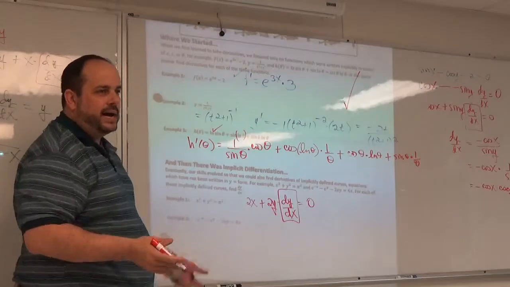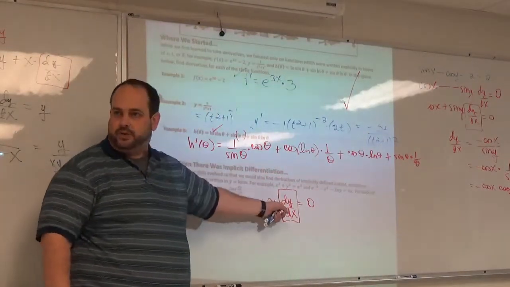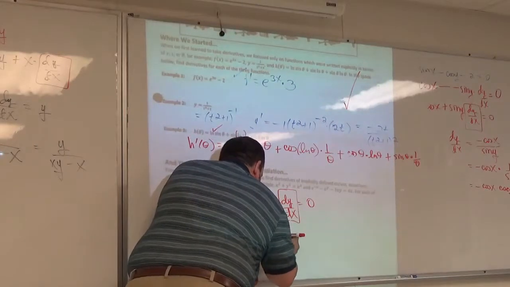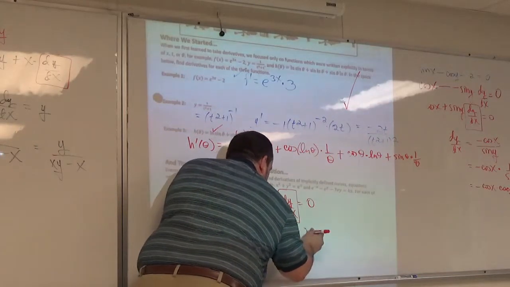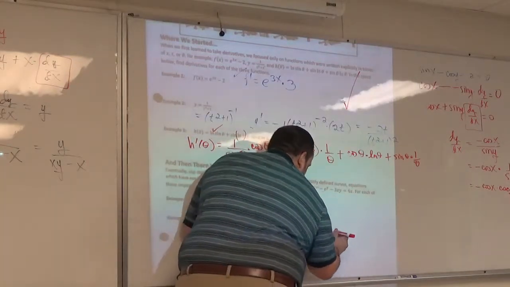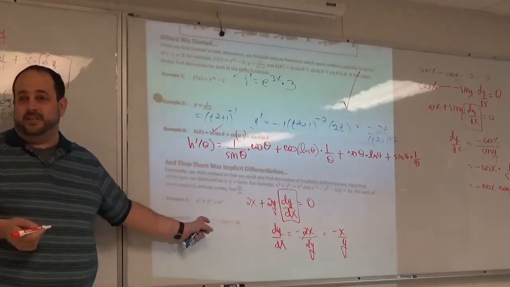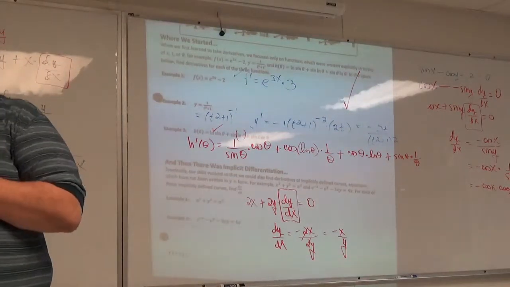I want to solve for dy dx. No, you don't have to put a box around it, but I like to. dy dx, I'm going to subtract 2x, I'm going to divide by 2y. And so dy dx is equal to negative 2x over 2y. Reduce if you want to. Negative x over y. If you've done this one, great. We're not going to worry about that.